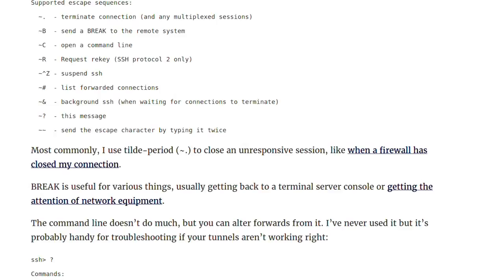tilde ampersand will background SSH when waiting for connections to terminate. And tilde question mark will give this list that you said. And if you do tilde tilde, it'll send the escape character.